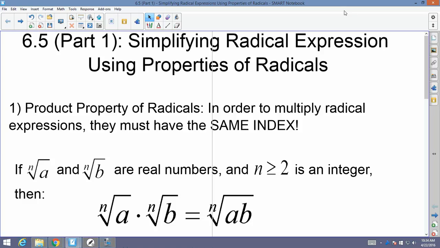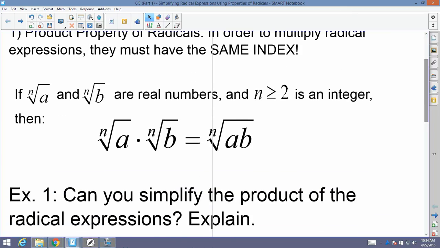And it states that in order to multiply radical expressions, they must have the same index. So that means that they must have the same index. If the nth root of A is being multiplied to the nth root of B, you can multiply the insides if the indexes are equal. So the nth root of A times the nth root of B equals the nth root of A times B.